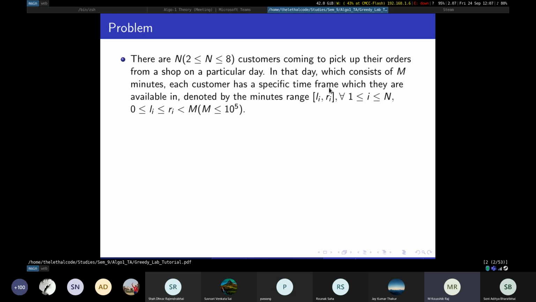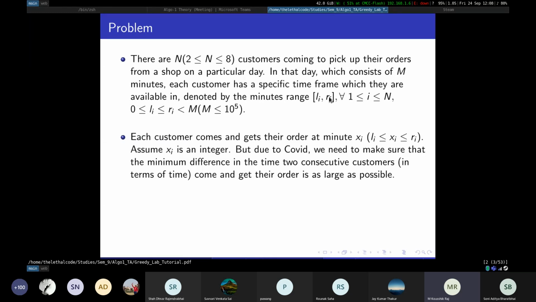So the people can come in a fixed range, which is denoted by Li, Ri. This would be the range which they can come in, and only at any particular instant of this range, they can come and get their order. And you as a shopkeeper have to decide at which point of the time they have to come, but at what conditions.